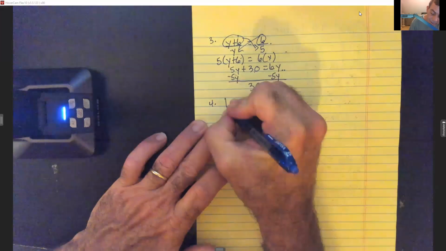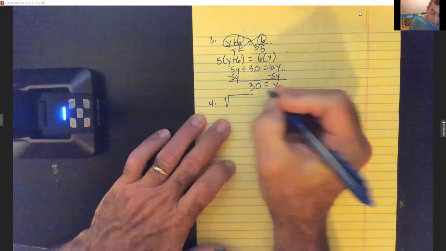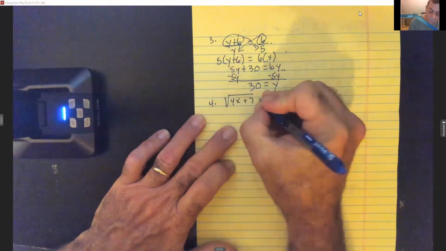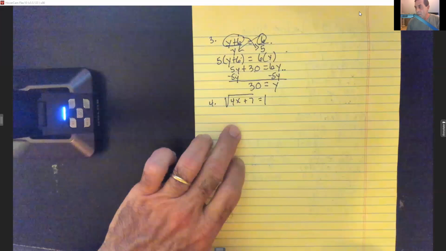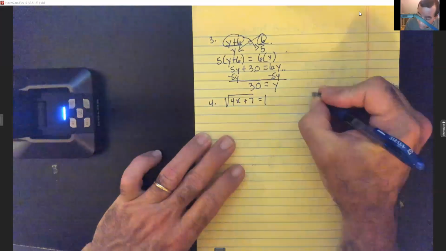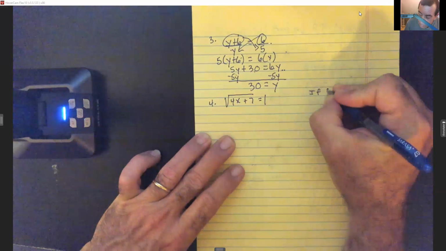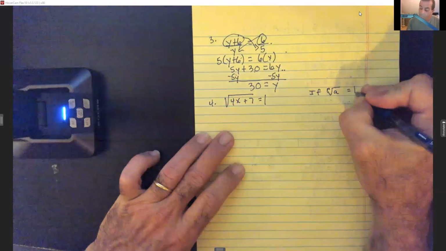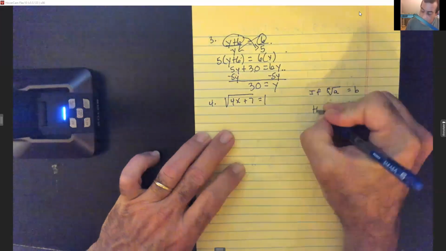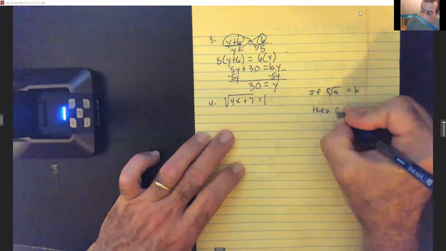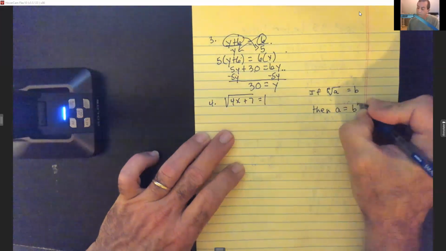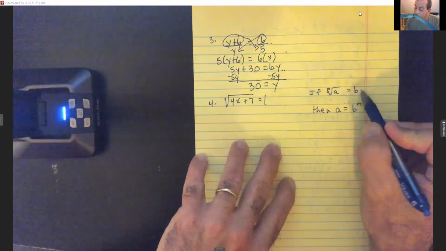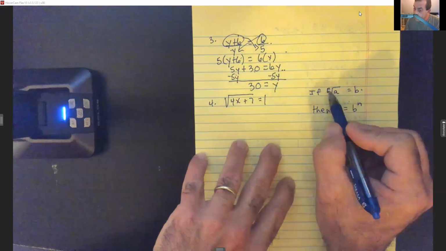All right, so number 4 has a square root of 4x plus 7 equals 1. So what you do to these, it's another property. If the nth root of a equals some number b, then a equals b to the n. So what they do, they say to get rid of the radical, you raise the other side to the exponent that matches that index of the radical.